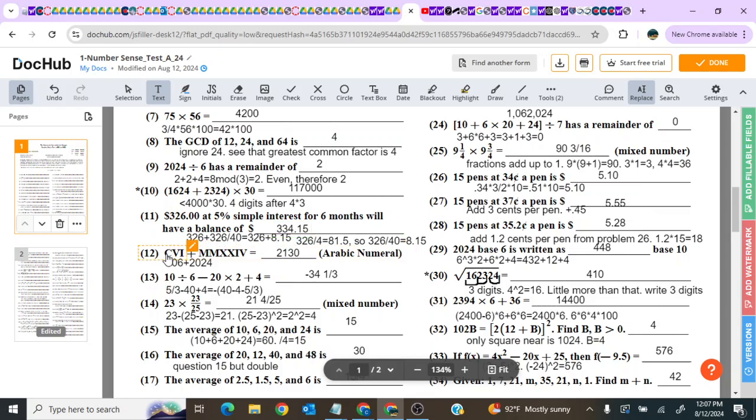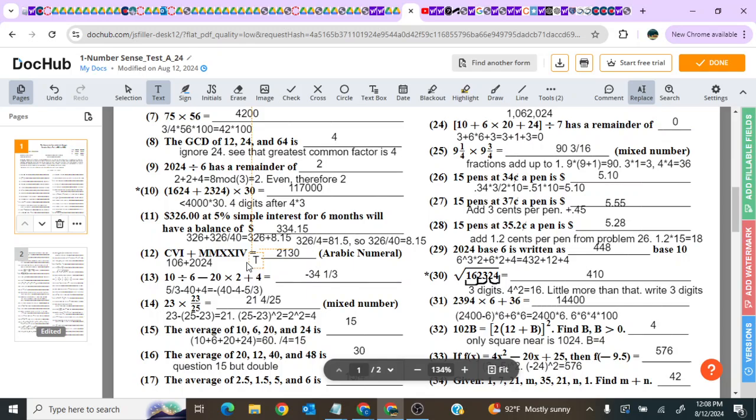Roman numerals, C is 100, V is 5, I is 1, and M is 1,000, X is 10. So 106 plus 2,024 gets you 2,130. Okay, so yeah, hundreds, 5, 1, 2024. Because this 1 is before the V, you subtract it. That's how Roman numerals work.